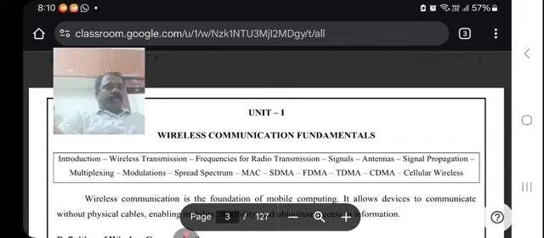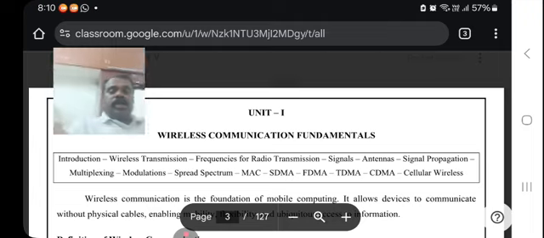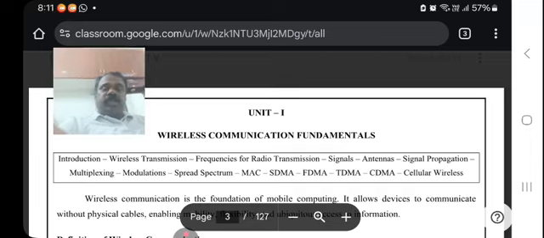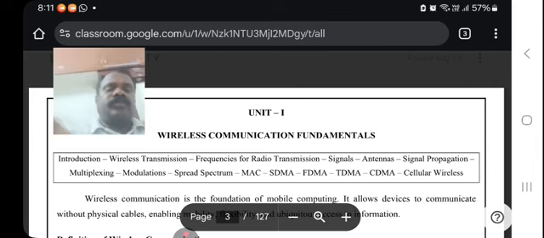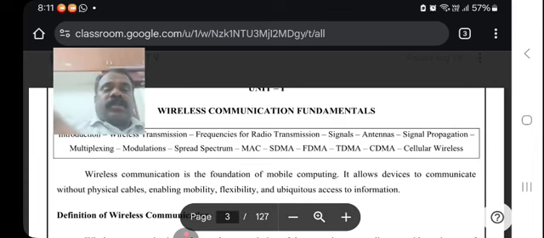Then unit 2 covers telecommunication systems. Then unit 3 covers wireless networks. Then unit 4 covers the network layer. Then unit 5 covers the transport and application layers. Okay. In this class, we first start with wireless communication fundamentals.